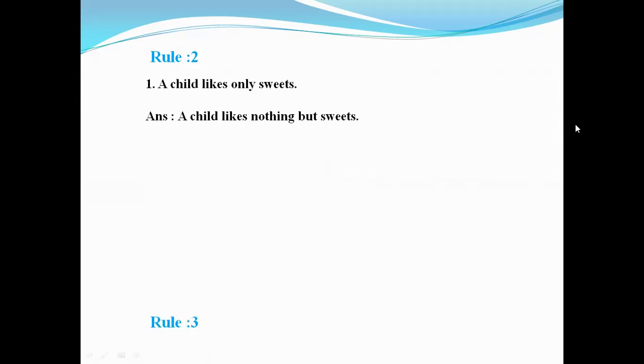Rule 2. A child likes only sweets. Here "only" denotes sweets. Use "nothing but" instead of "only". So the answer will be: A child likes nothing but sweets.